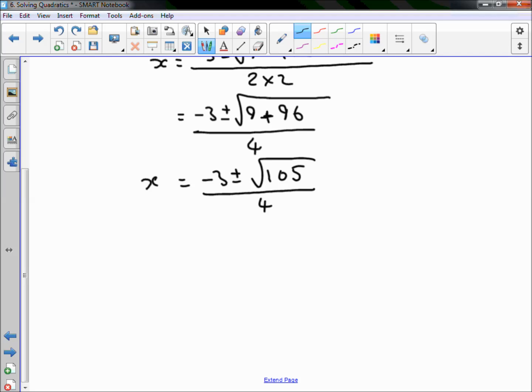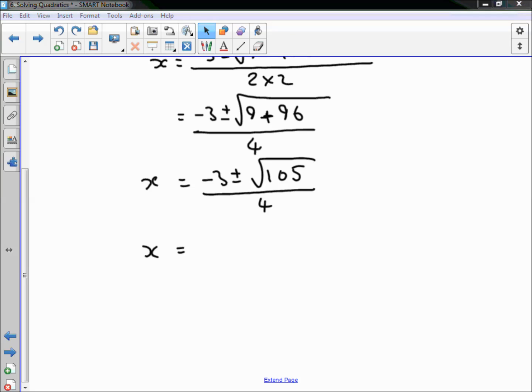Now in your Core 1 exam, that's how you leave your answer, because Core 1's a non-calculator. However, later on, you will be able to calculate it, and sometimes you will want to go through and find an approximate answer by using a calculator. So I'll quickly bung it in the calculator and see what we get. So that gives us either 1.81 or minus 3.31.